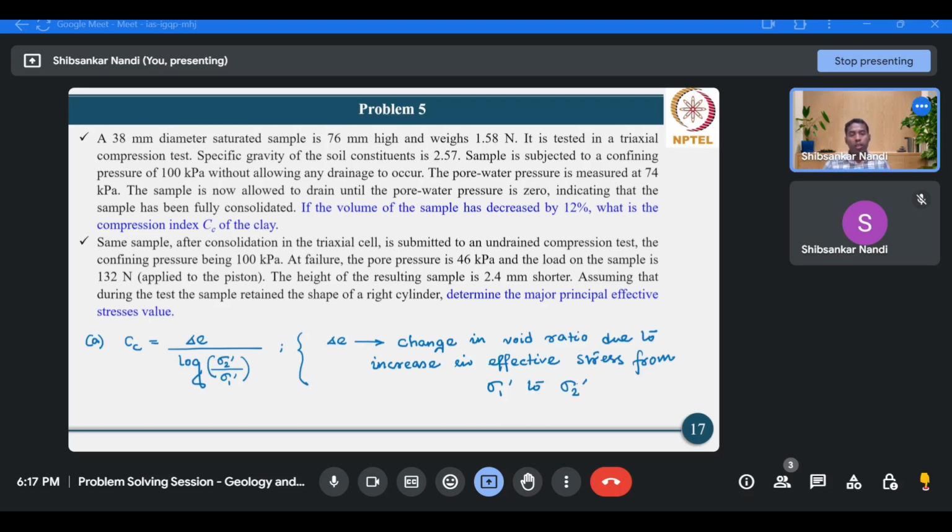So if the effective stress increases from sigma 1 prime to sigma 2 prime, and for that change, if delta E amount of reduction happens in the void ratio, then we can define the compression index as delta E, the change in void ratio, divided by log 10 of sigma 2 prime by sigma 1 prime. Therefore our first job would be to determine these values: delta E, sigma 2 prime and sigma 1 prime. It will be better to write here effective confining pressure.